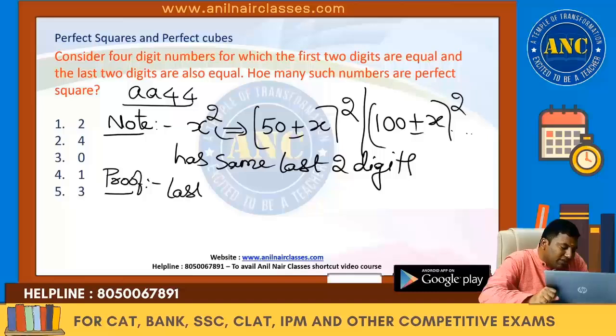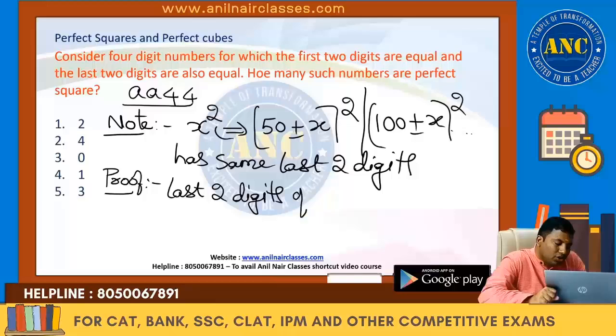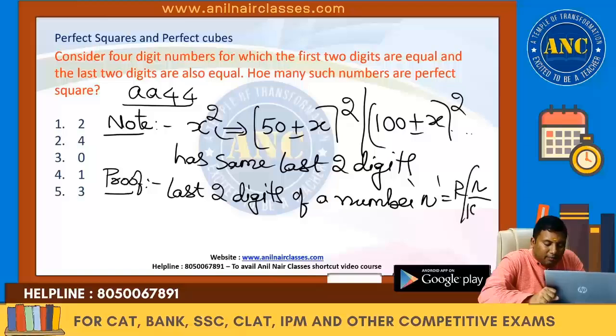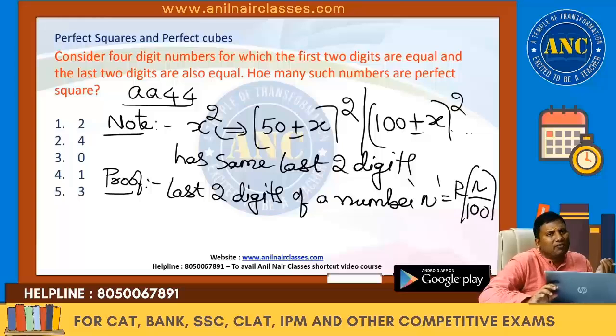The last two digits of a number are nothing but the remainder when I divide the number by 100. 123, last two digits is 23, which is the remainder when you divide the number by 100. 341, last two digits of 341 is 41. When you divide 341 by 100, 100 threes are 300, remainder is 41. When you divide a number by 100, you get the last two digits of the number.